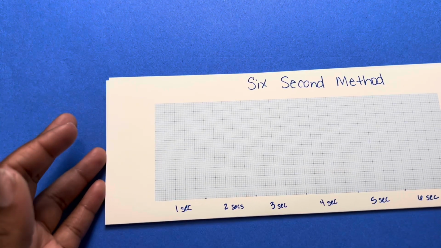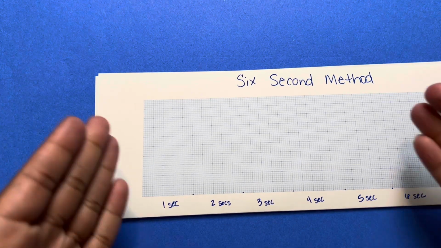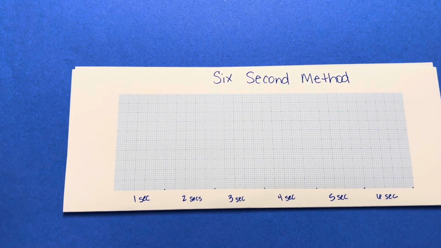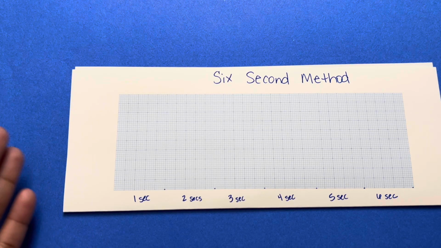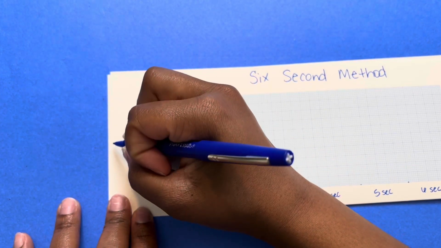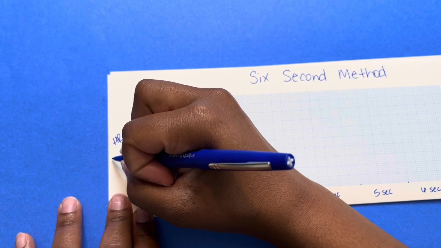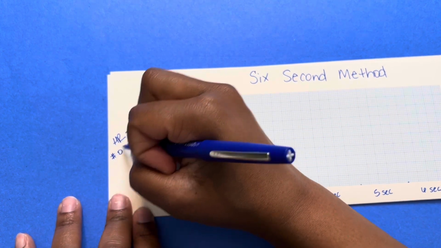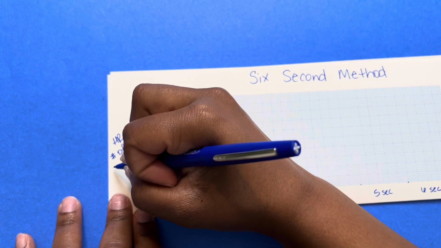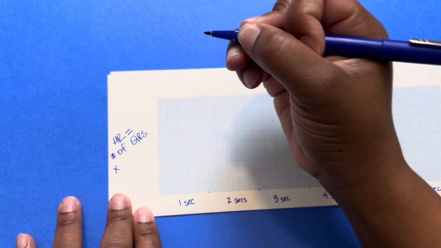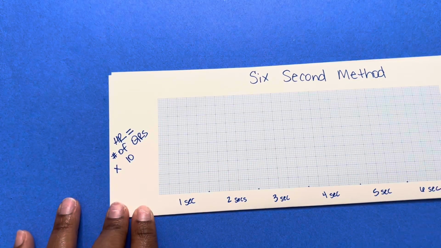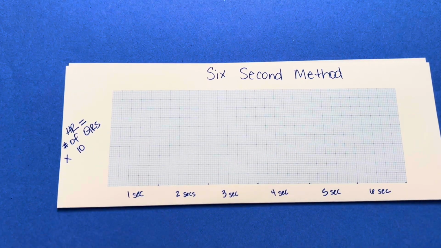The best part about the 6 second method is that because it's all laid out, the goal is to figure out how many beats per minute. And obviously there's 60 seconds in a minute. So whatever you get, the heart rate equals however many QRSs, so the number of QRS complexes, times 10. So really simple math every single time. So let me show you what that looks like on a regular strip.